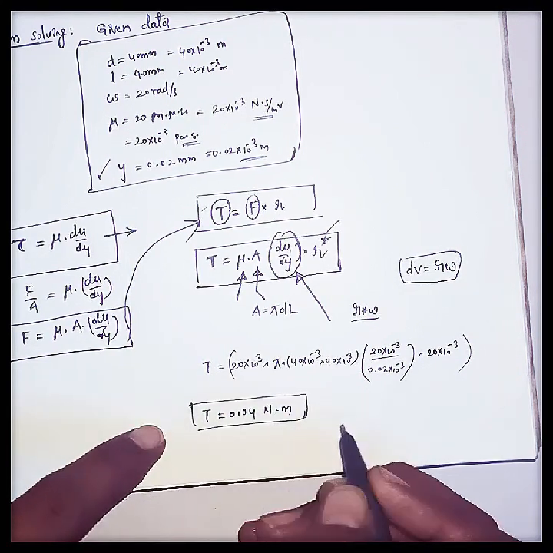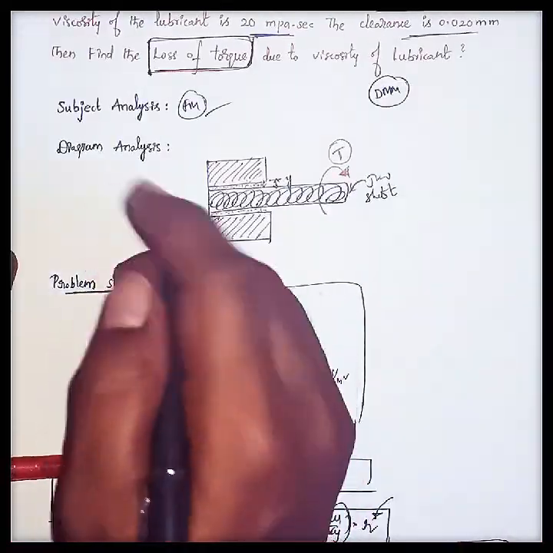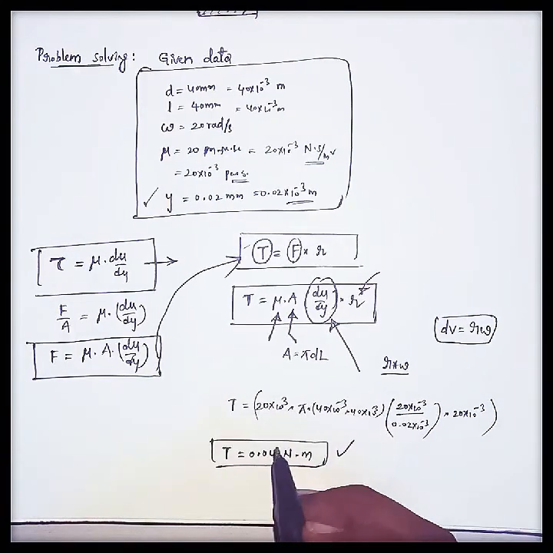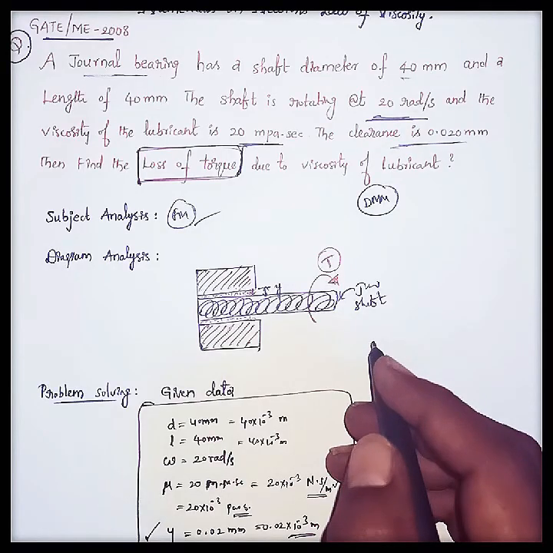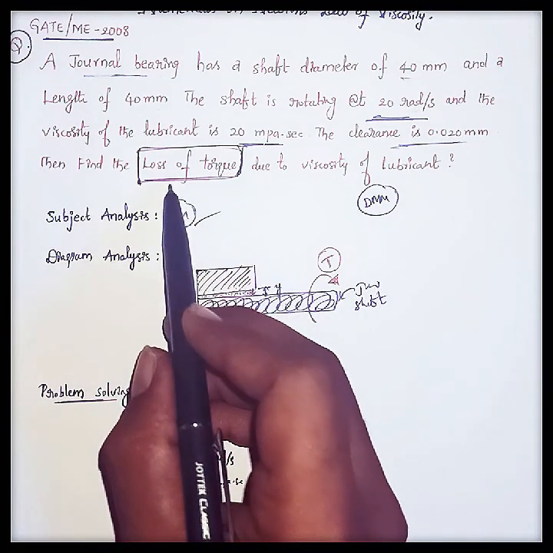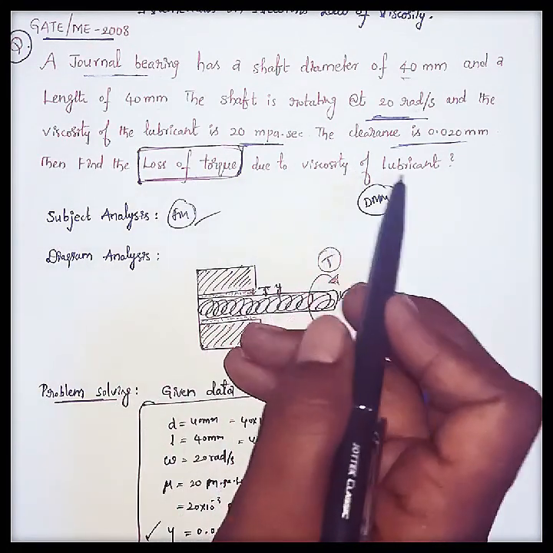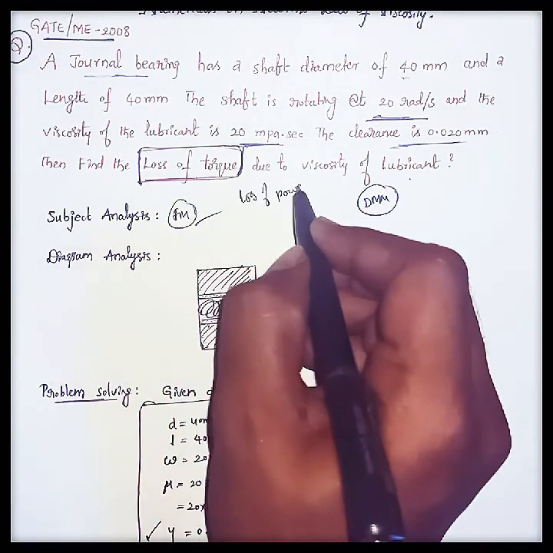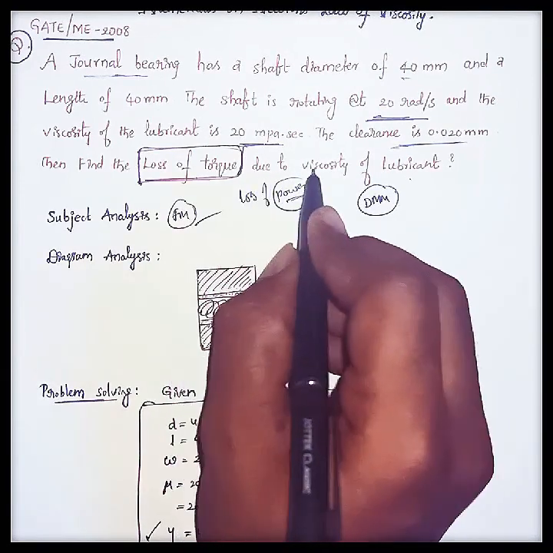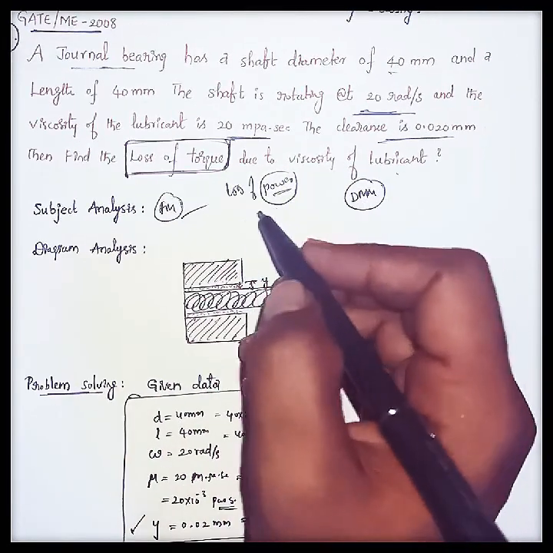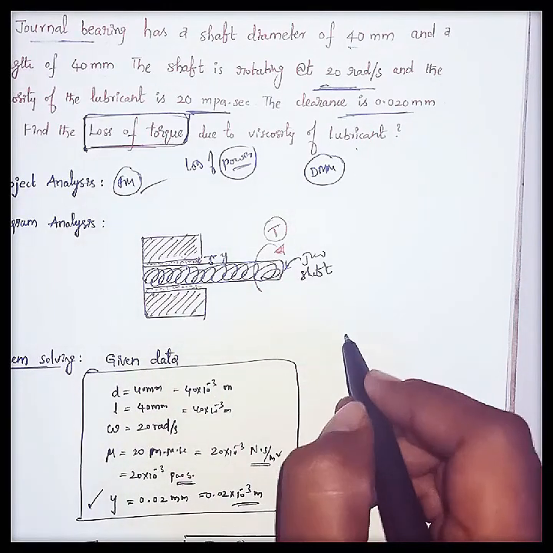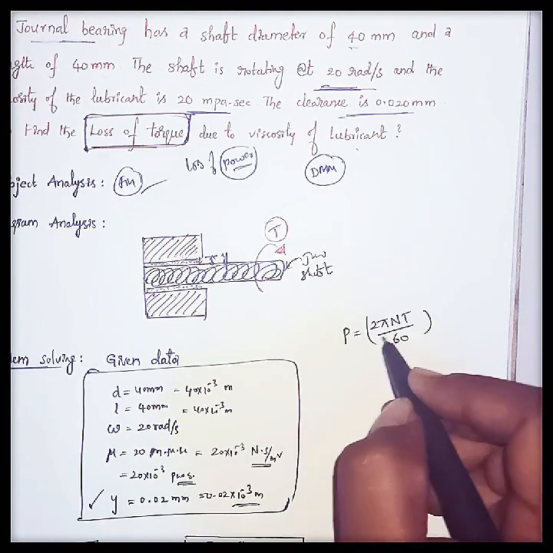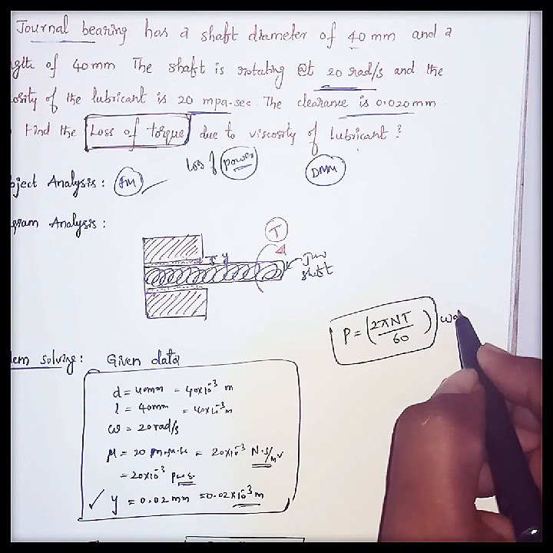This is the torque asked in the question, that is the loss of torque due to the viscosity of the lubricant. But sometimes he will ask, what is the loss of power due to the viscosity of the lubricant? To calculate the power we can use P equals 2 pi N T by 60. Yes or no? 2 pi N T by 60 in watts or kilowatts, whatever it may be.